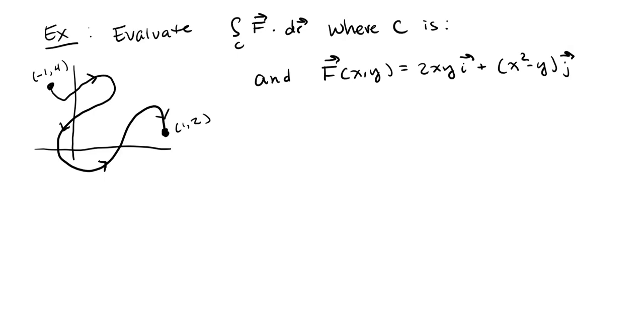In this example, we're looking to find the line integral of F dr, where C is this curve drawn below, so it's kind of this squiggly path between -1, 4 and 1, 2. And then F is the vector field 2xy i plus (x squared minus y) j. Now, obviously, this curve looks terrible, so we're hoping that we don't need to find a parameterization for it.